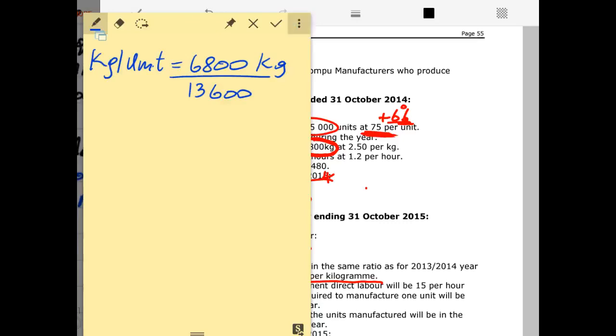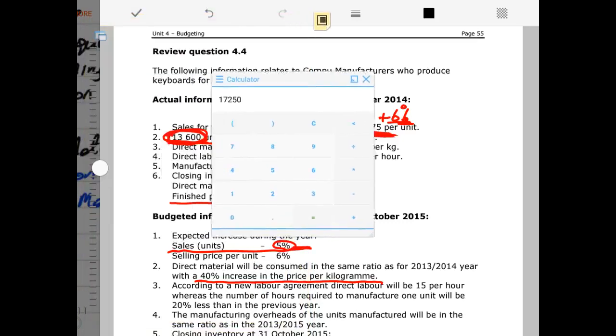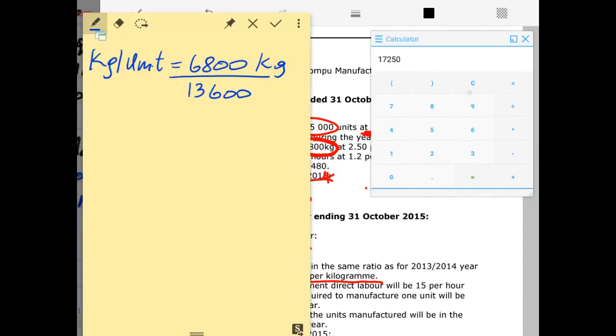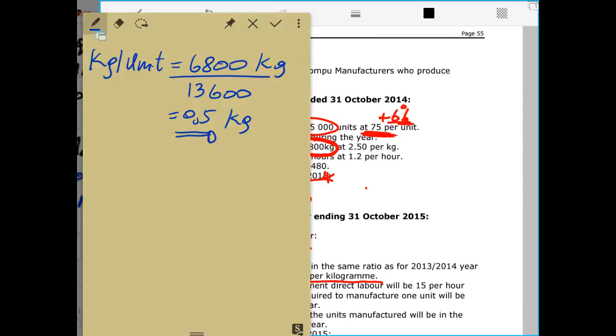Therefore, when we do our calculations, we just say 6,800 divide by 13,600, and that will give us 0.5 kgs. That means we need 0.5 kgs to manufacture one unit for this company. So now we have done that.